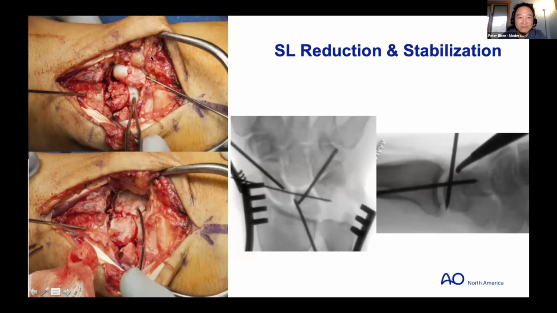One of the faculty had mentioned, and I agree completely, it's much easier to provisionally place this pin when it's reduced or dislocated, because you can exactly see where that pin is going to come out right at the SL interface. So you can get it ready, and then once you've got it reduced, just fire that pin across.